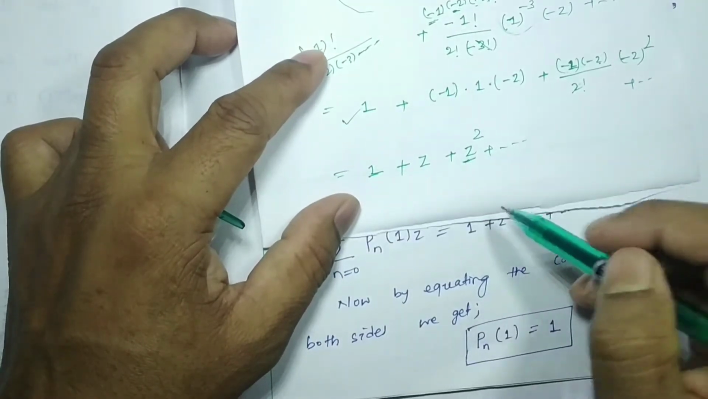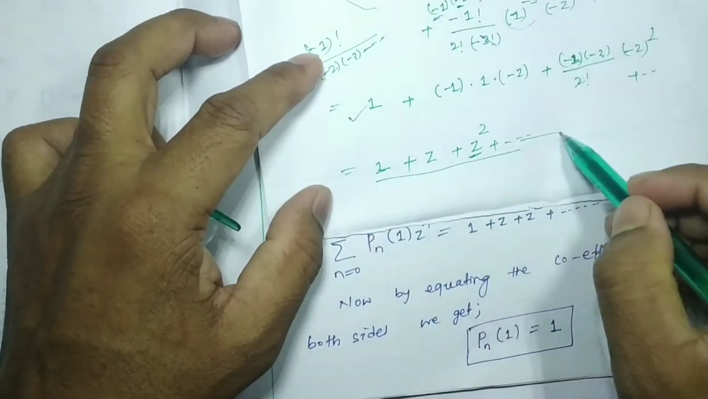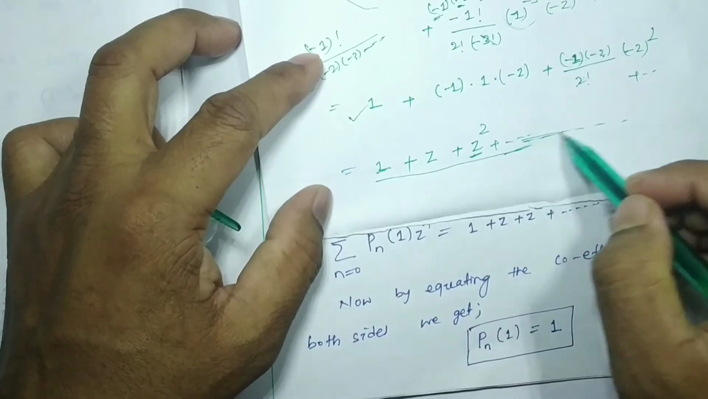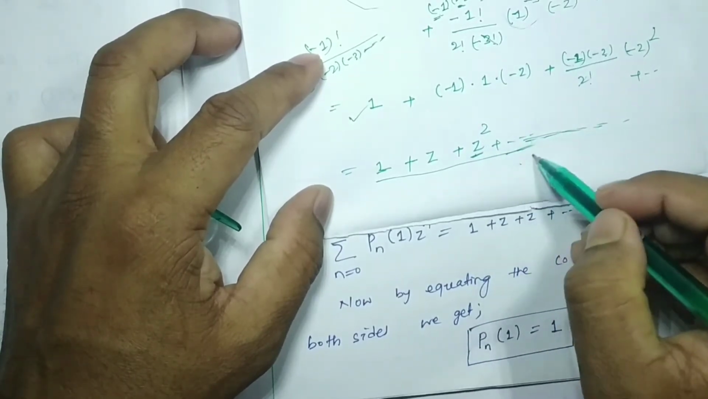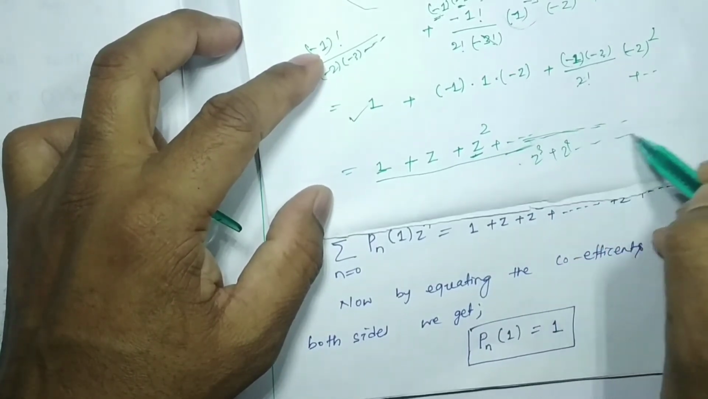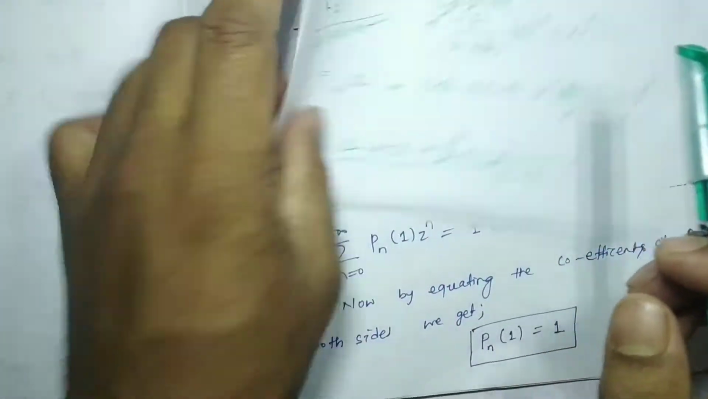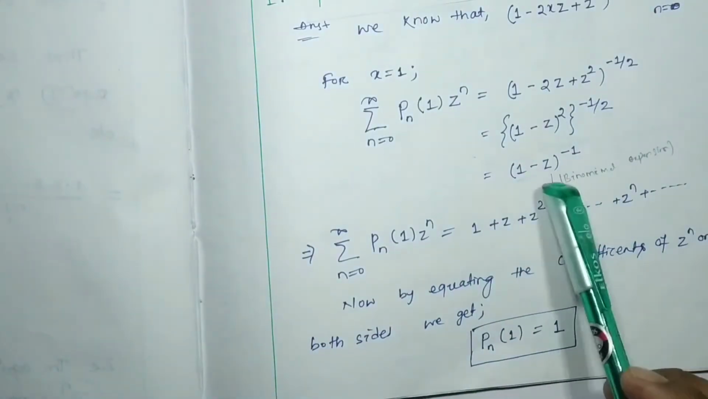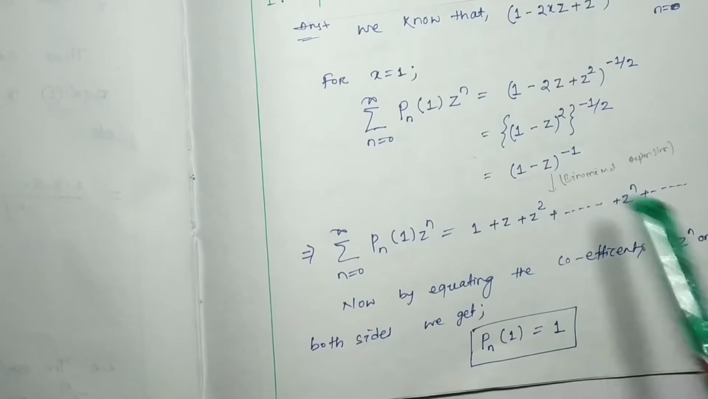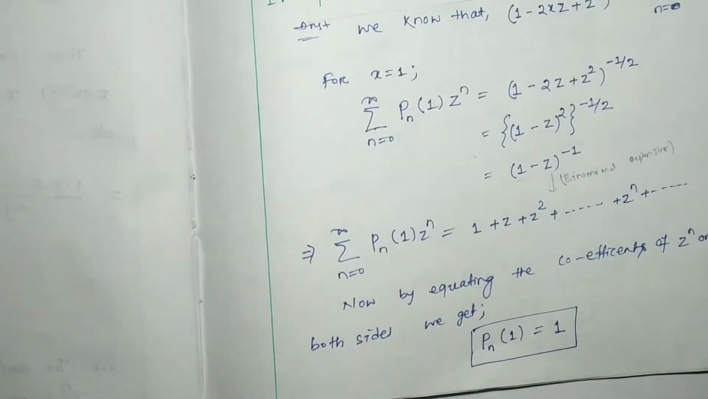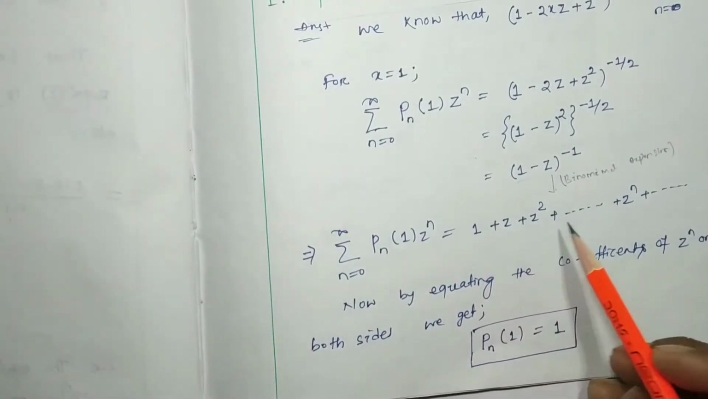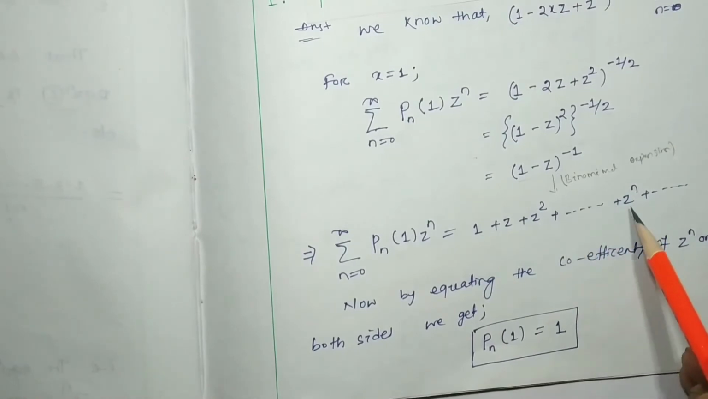So like that if you check it in your rough, this will be z square plus z cube plus z to the 4, like that it will continue. So only for that I wrote 1 minus z to the power minus 1, having the binomial expansion will be 1 plus z plus z square plus dot dot dot z to the n and so on.